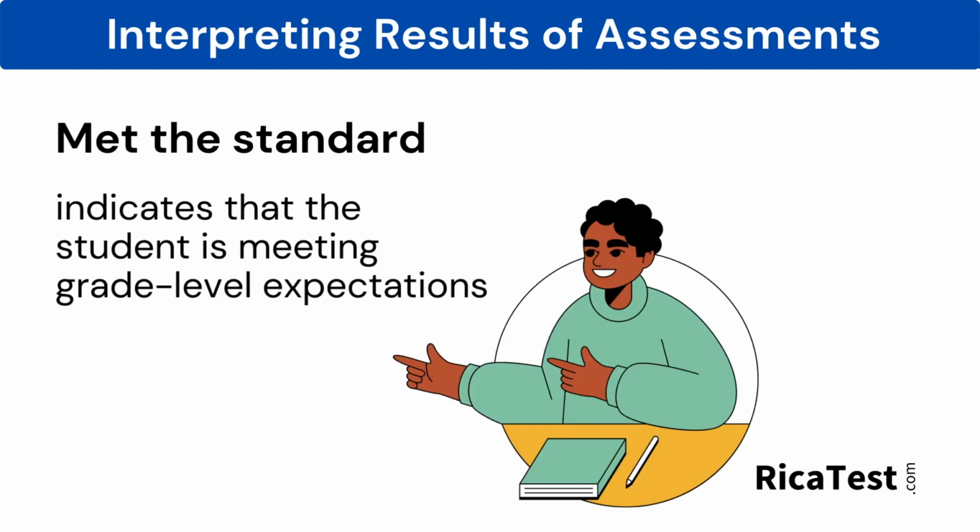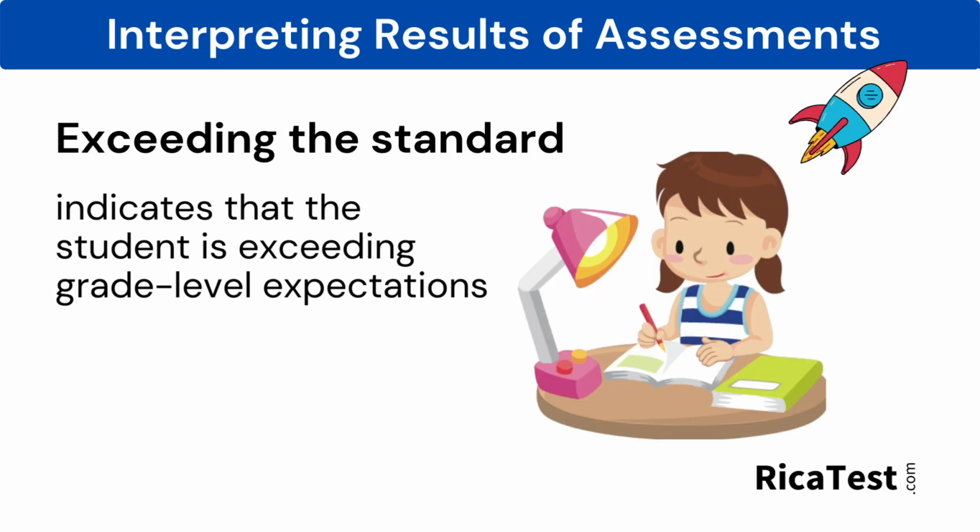The second result is meeting the standard. In this case, the student's assessment results indicate that he or she has met the standard. And finally, we have exceeding the standard, which through analysis of the assessment results indicates that this student's skill has not only met, but also exceeded the standard.